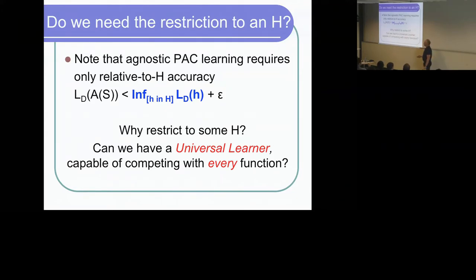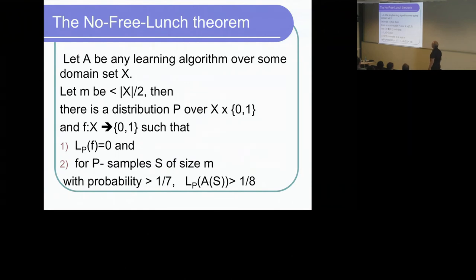And the way I say it, you already guessed the answer. So what is going to be the answer? The answer is that this is not possible, and this is our no free lunch theorem that I promised you, but this is a precise definition. Okay, so what is the precise definition? What I'm going to show you is that you must restrict your class H that you're competing with. You cannot compete simultaneously with the whole world, with every possible function.